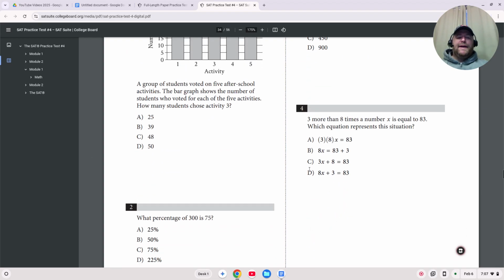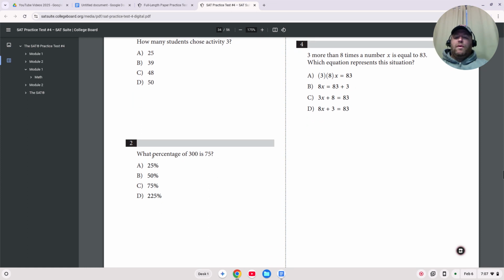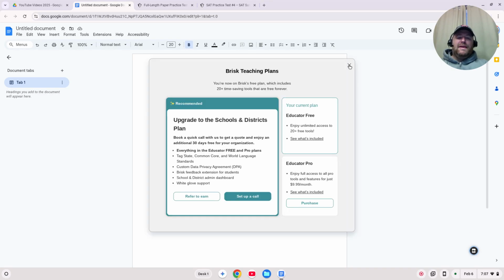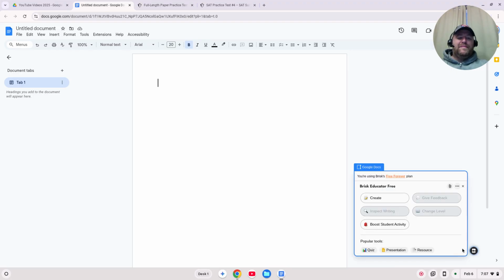But if I have something like, 3 more than 8 times a number, x, is equal to 83. Which equation represents the situation? Something like that would be something I could paste into AI, or, what percentage of 300 is 75? Let's take this one. I'm going to copy this one, and I'm going to go here. I have an educator email, so I can get a free Brisk AI, and they keep trying to have you upgrade, but I'm going to use the free one, and I'm going to click on this little icon. It's an extension you can get for Chrome.